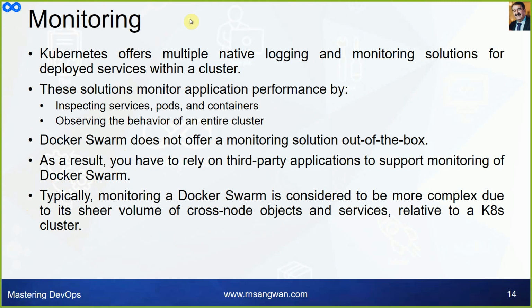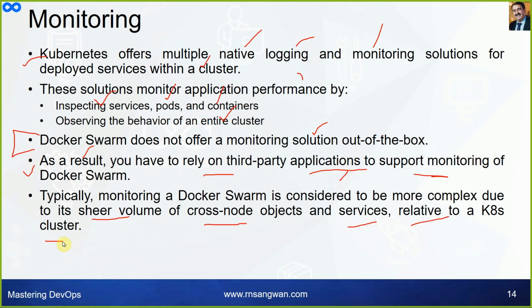Monitoring. Kubernetes offers multiple native logging and monitoring solutions for deployed services within the cluster. These solutions monitor application performance by inspecting services, pods, and containers, observing the behavior of the entire cluster itself. But the problem with Docker Swarm is this major. Docker Swarm does not offer a monitoring solution out of the box. As a result, you have to rely on third-party applications to support monitoring of Docker Swarm. Typically, monitoring a Docker Swarm is considered to be more complex due to its sheer volume of cross-node objects and services relative to a K8s cluster.